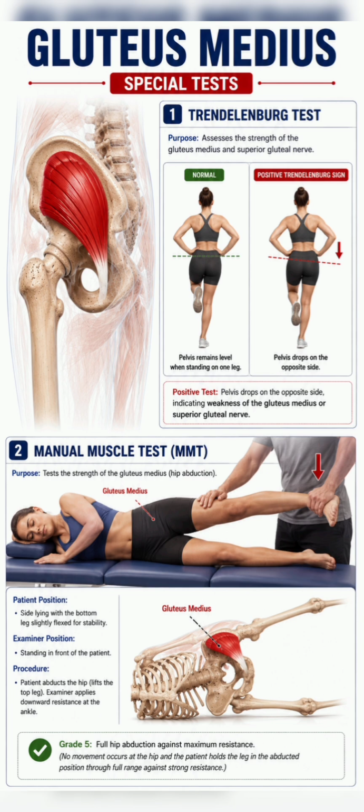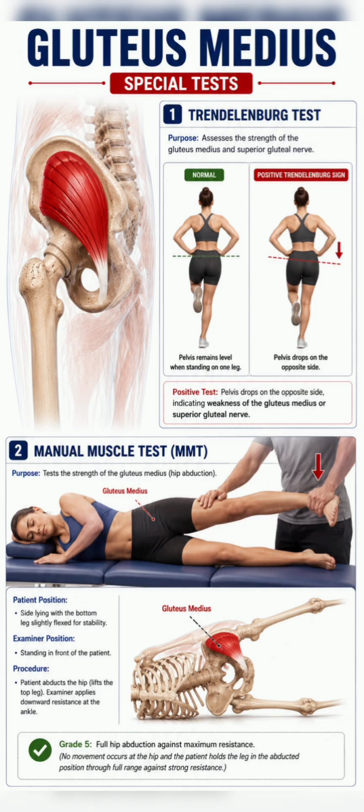Next is the manual muscle test, that is MMT. Its purpose is to test the strength of the gluteus medius, the hip abductor muscles. The patient's position should be side lying with the bottom leg slightly flexed for stability. The examiner, that is the physio, should stand in front of the patient; standing behind is also okay. In the procedure, the patient abducts the hip, lifting the top leg. Then the examiner applies downward resistance towards the ankle.